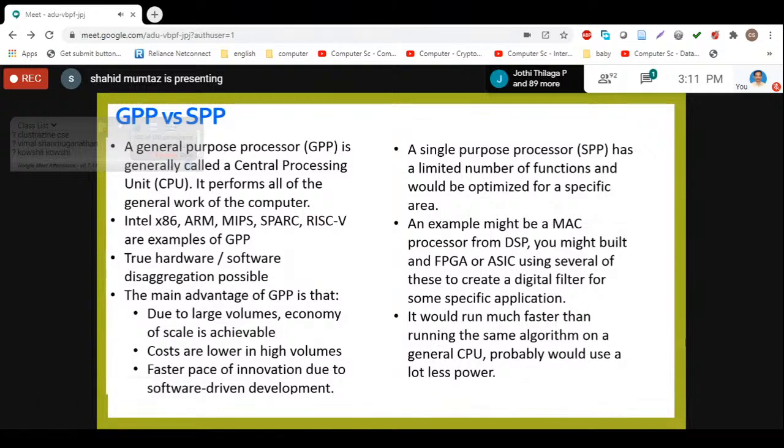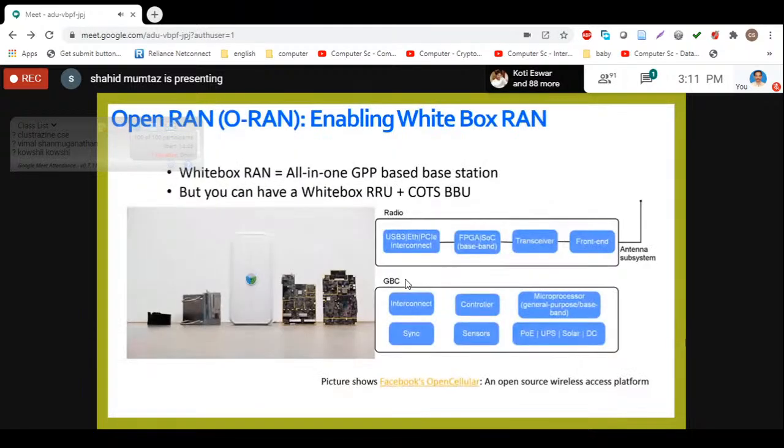So this is what GPP and SPP are. GPP is the general processor, the central CPU, a very strong CPU coming from Intel x86 or ARM, and it's very easy because you can easily decouple the control plane and hardware plane from the CPU. There is another category of processor, which is called the signal processor. It is difficult, and mostly FPGAs use that. So in Open RAN, they select the GPP processor because it is much faster and easier to deploy than the SPP processor.